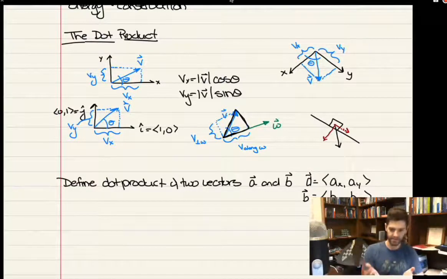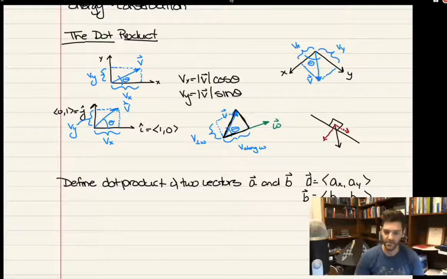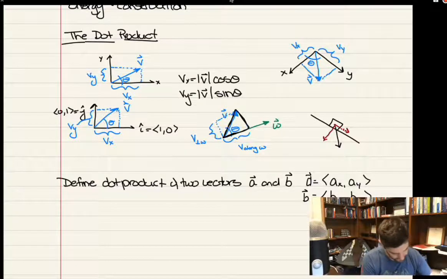Again, we're trying to find a more general way to find how much a vector points in the same direction as another vector. This will be very important when we define work and how forces cause motion. So suppose I have two vectors A and B. I'm just going to do it for 2 dimensions right now. So there's an x and a y component for A. There's an x and a y component for B.